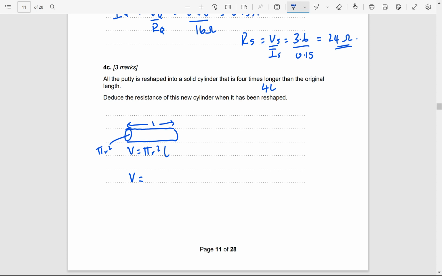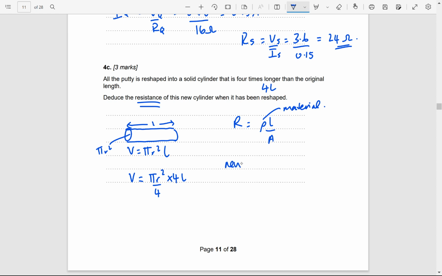But this time it's having 4L. So if the length is 4 times bigger, the area must be 4 times smaller. So we need to know what happens to the new resistance. Well, the resistivity is to do with the material. It's not the dimensions. The dimensions are to do with the resistance, and the resistivity is to do with the material. It's non-dimensional.